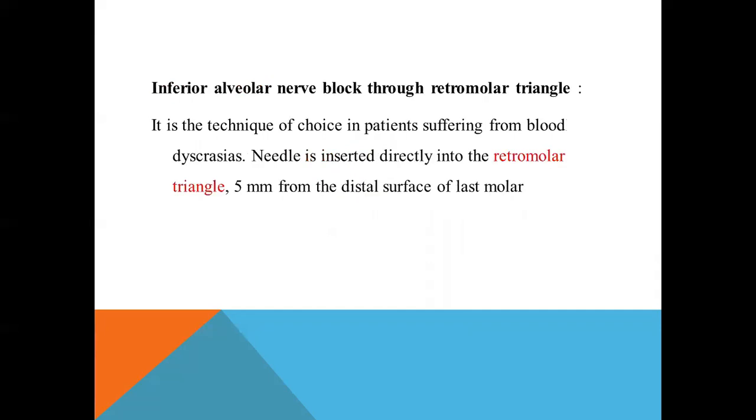Coming to the inferior alveolar block technique through the retromolar trigone, it is a technique of choice in a patient suffering from blood dyscrasia. The needle is inserted directly into the retromolar trigone. So this is one of the advanced, recent techniques, indicated in a patient suffering from blood dyscrasia. The needle is inserted directly into the retromolar trigone, 5 mm from the distal surface of the last molar.